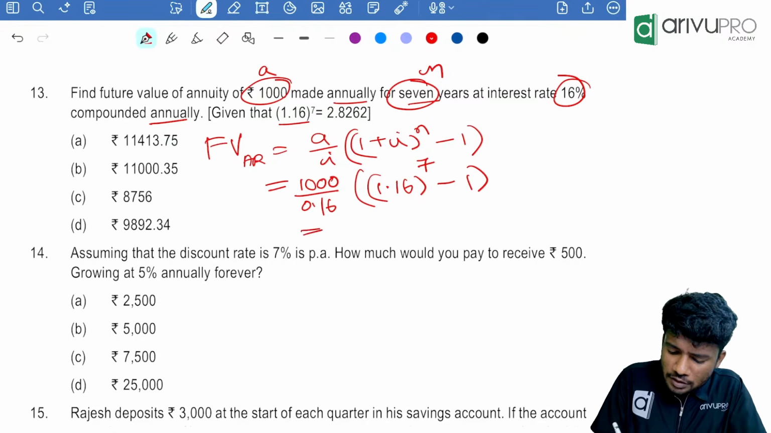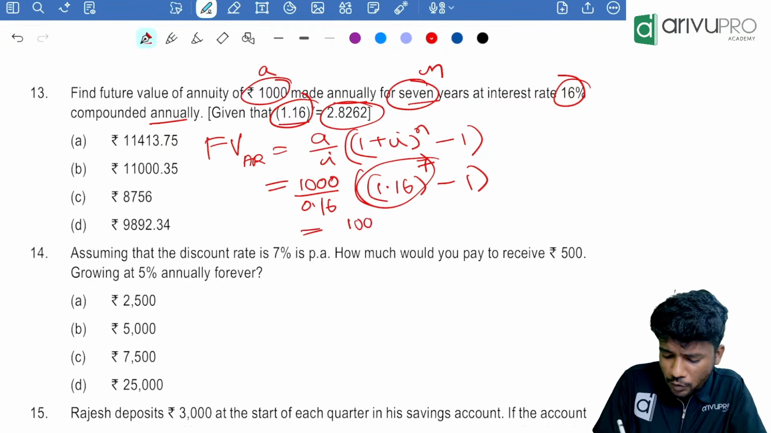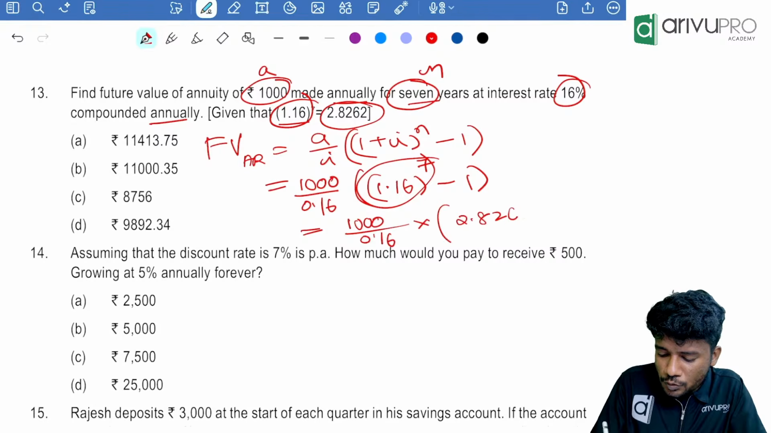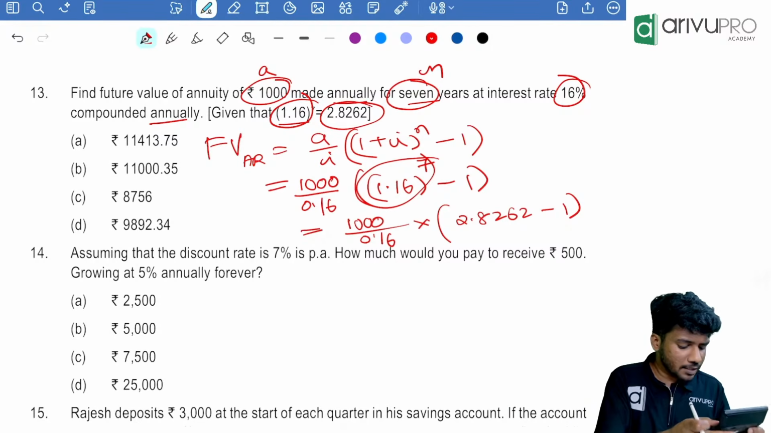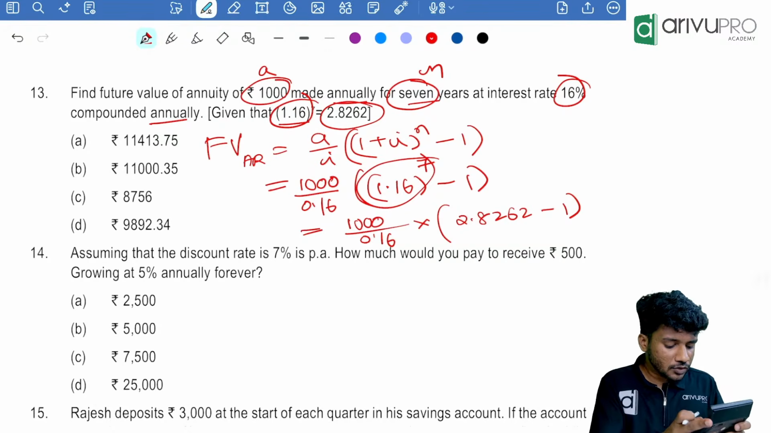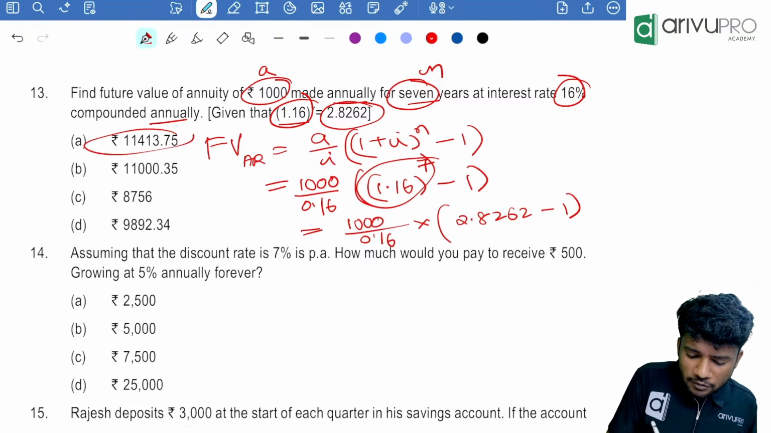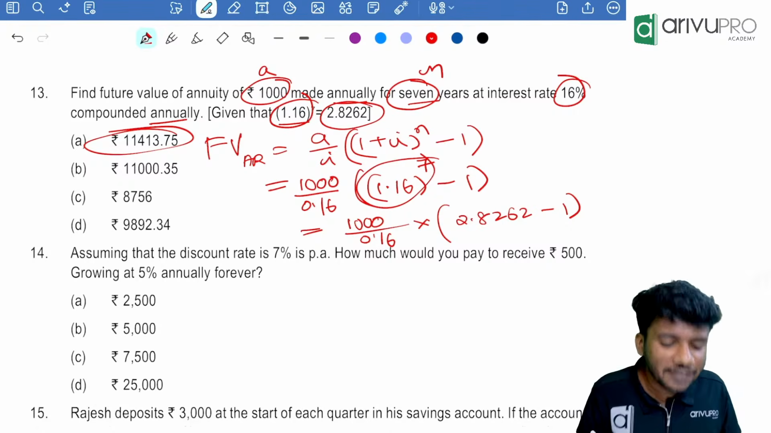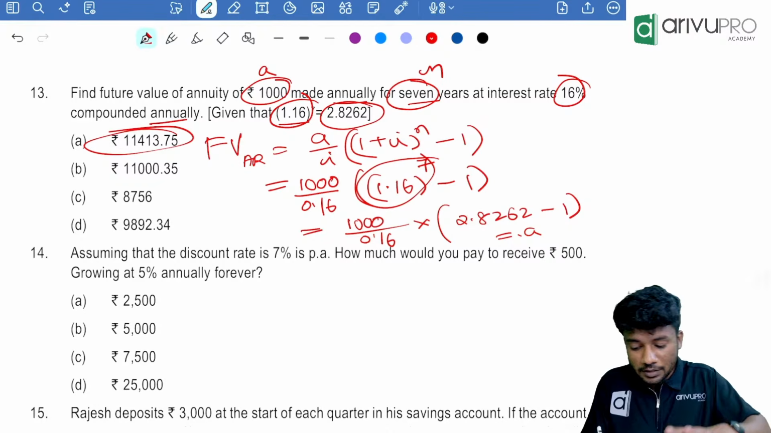Now this entire value is given in the question. So put the values over here: 1000 divided by 0.16 into 2.8262 minus 1. Take your calculator and start solving, people. 2.8262 minus 1, multiplied by 1000, divided by 0.16. How much is the answer you are getting? Option A, 11413.75. Correct answer, Srinidhi. Option A is your answer.